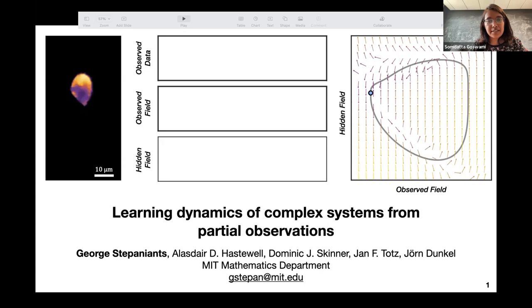Prior to joining MIT, he graduated in 2019 from the University of Washington with a Bachelor of Science in Mathematics and Computer Science, where he performed research on network inference methods in the Department of Applied Mathematics under Professor Nathan Kutz. With that, please join me in welcoming him. You may want to take it away.